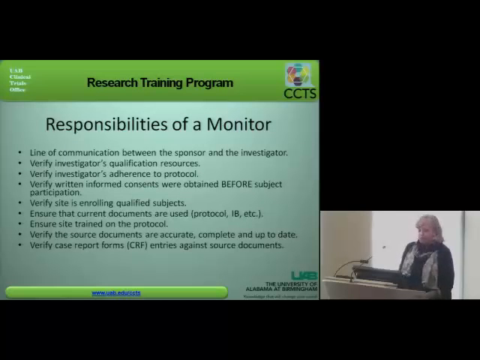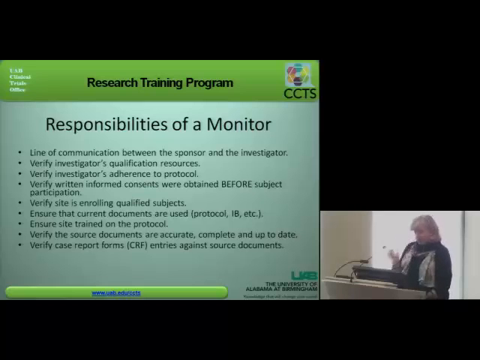So the responsibilities of a monitor. They're the line of communication between the sponsor and the investigator. They verify that the investigator is qualified to perform the research, and that they will adhere to the protocol. They look at the written informed consent forms and make sure that they were obtained before the subject participates in the trial.